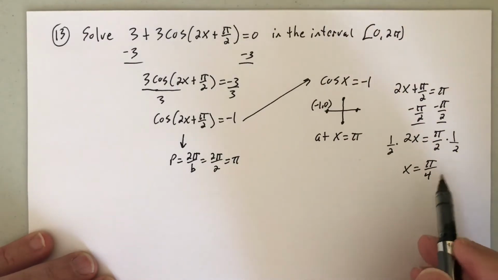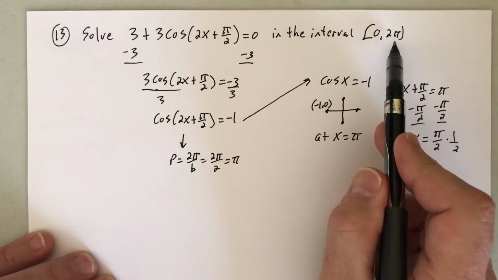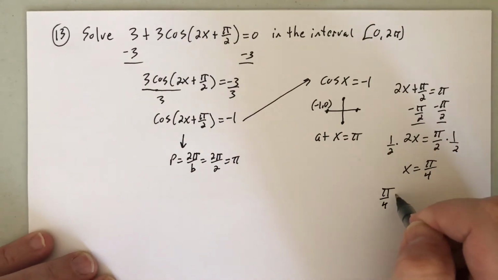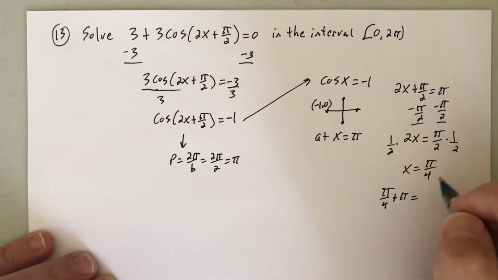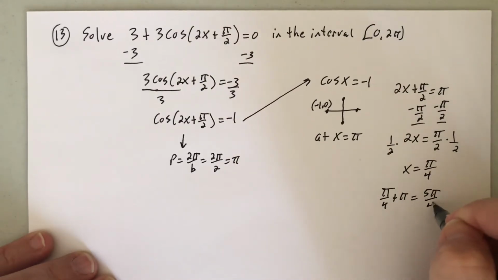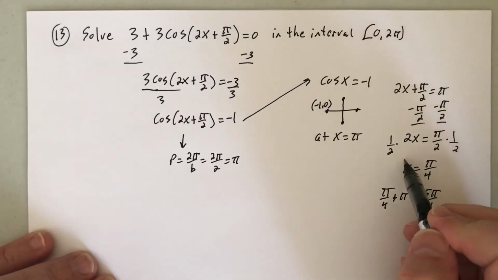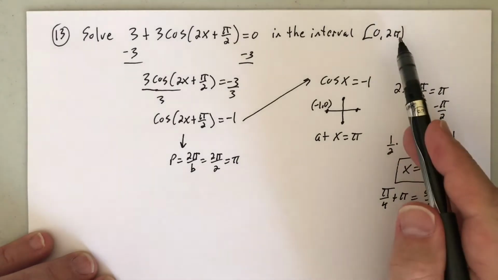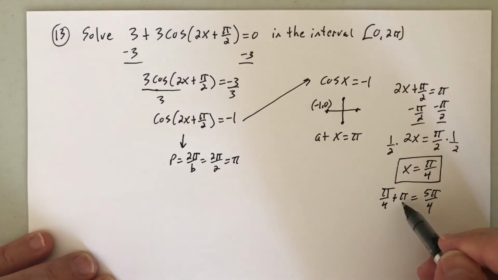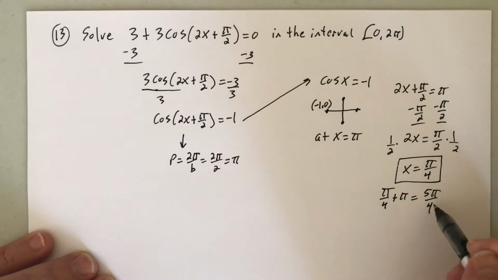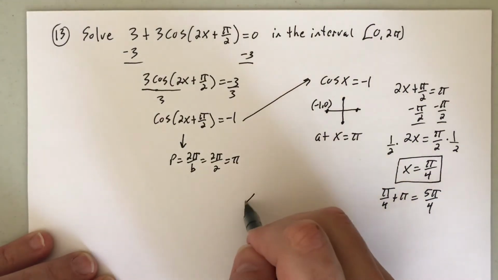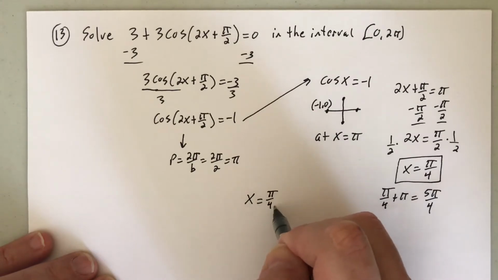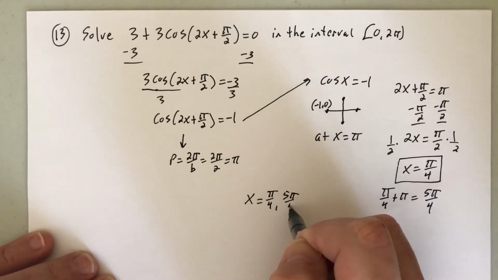So we got the pi over 4, which is within 0 to 2 pi. Then if I add the period to that, that gives me 5 pi over 4. So here, this gives me my first answer because this value is within 0 to 2 pi. Then I added the period, and that gave me 5 pi over 4. So x total, all of the solutions for this within 0 to 2 pi would be pi over 4 and 5 pi over 4.